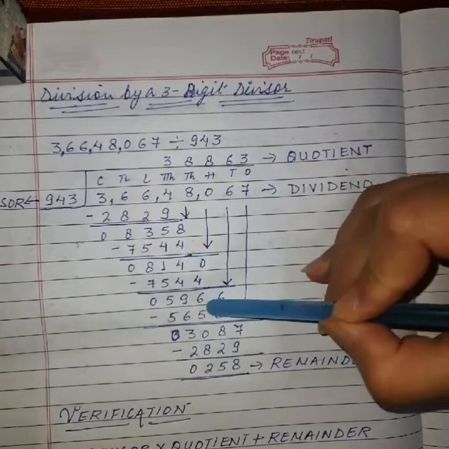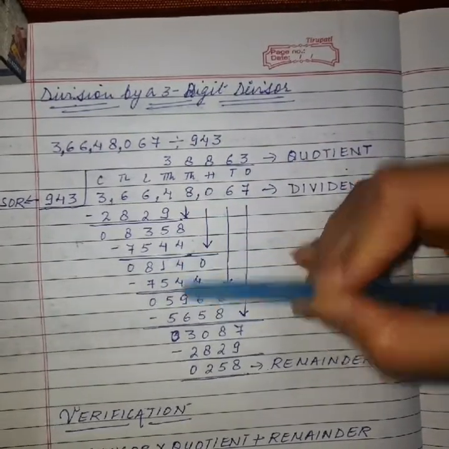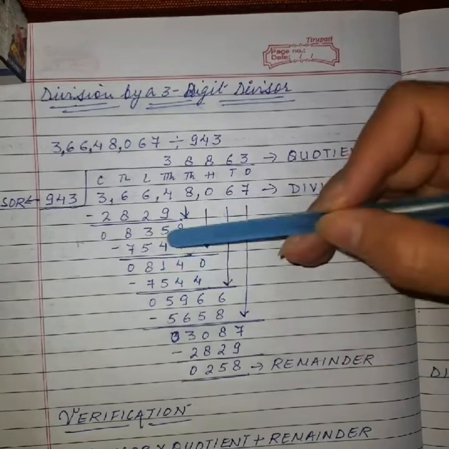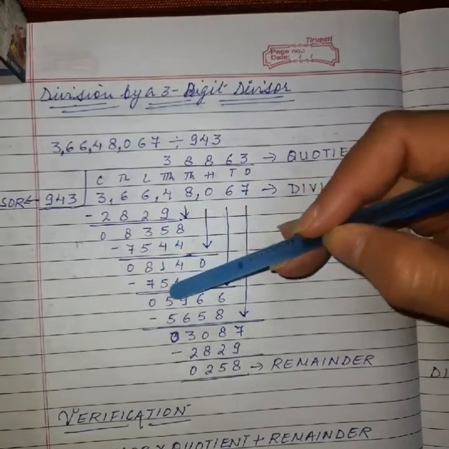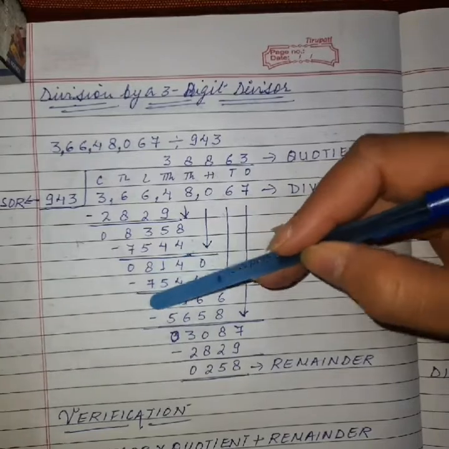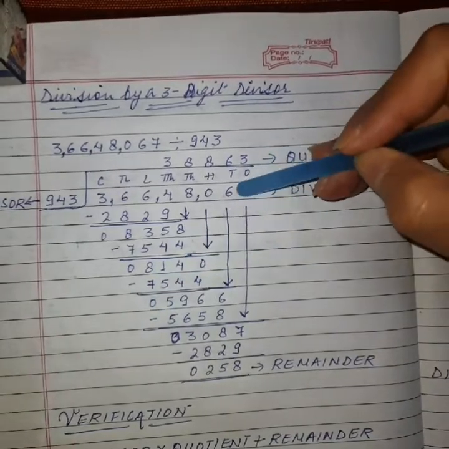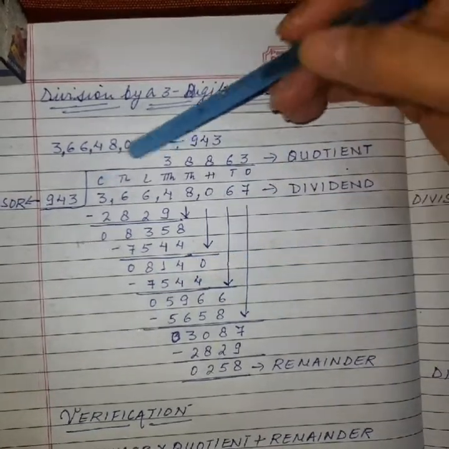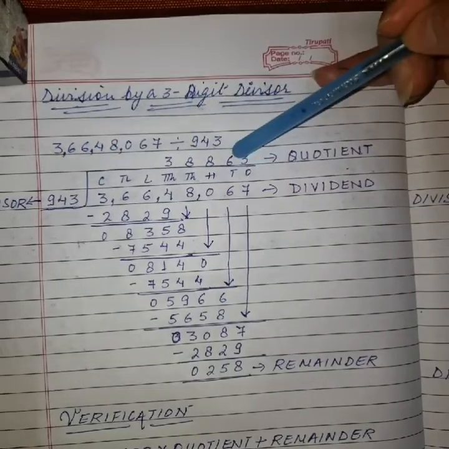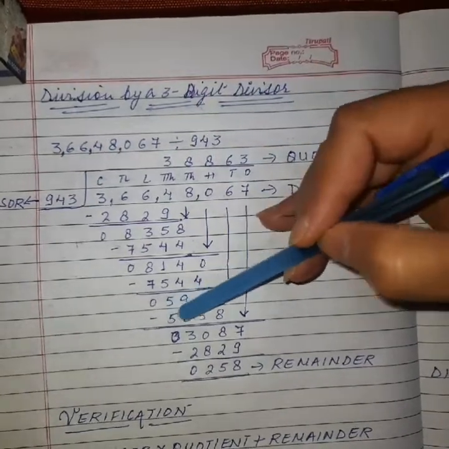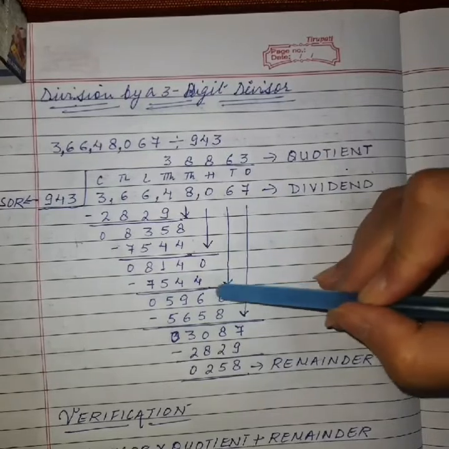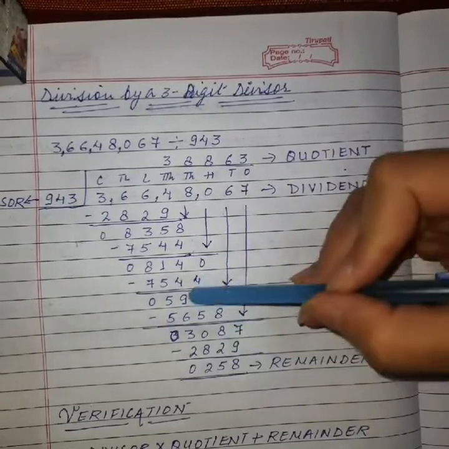10 minus 4, 6. 13 minus 4, 9. And here 9. 13 minus 4, 9. 10 minus 5, 5. And here 7 minus 7, 0. Now we'll bring down this 6 over here. 943 multiplied by 6, we get 5658. 16 minus 8, 8.